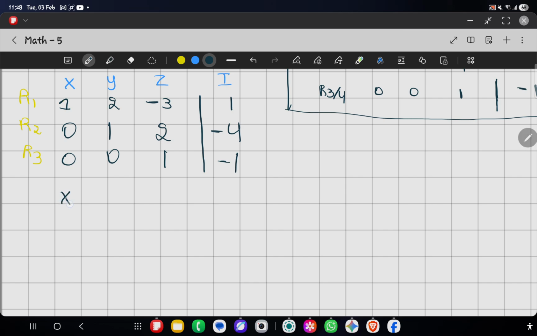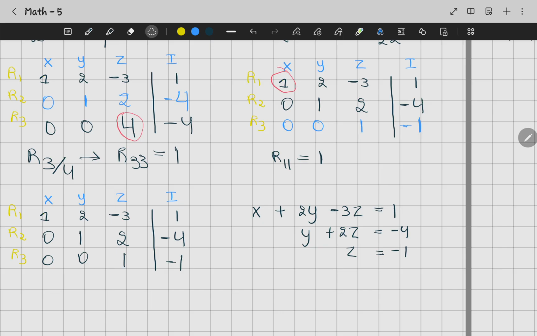So it was x plus 2y minus 3z, and this is what we're going to end up with. And then we can now solve for the unknowns. We already know that z equals -1. You can just plug it into this one, the answer that we get for y, and then plug it into this main equation.